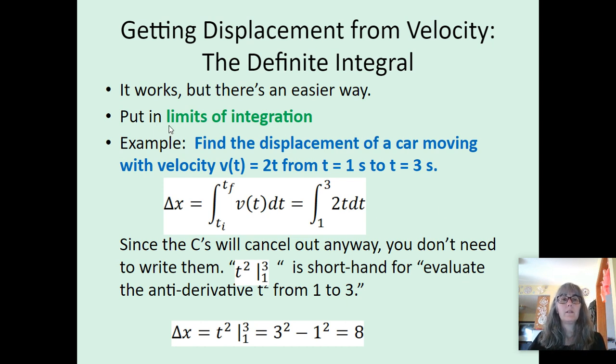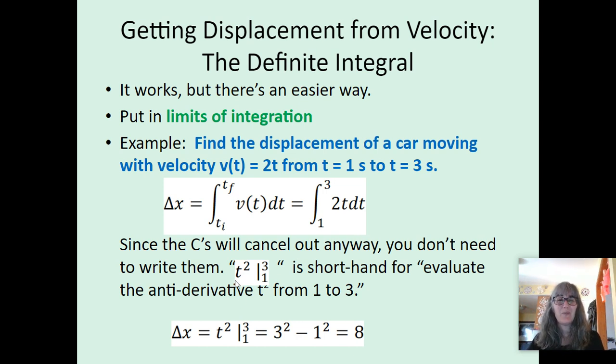So there's a shorthand way to write this. We put in what are called limits of integration. So what we just did, a shorter way of writing that, is to write it this way. So our displacement is the integral of v dt, from our initial time to our final time. So we just write it on the little s thingy, and that tells us that we're integrating from 1 to 3 seconds. Since the c's are going to cancel out anyway, we don't have to write c.